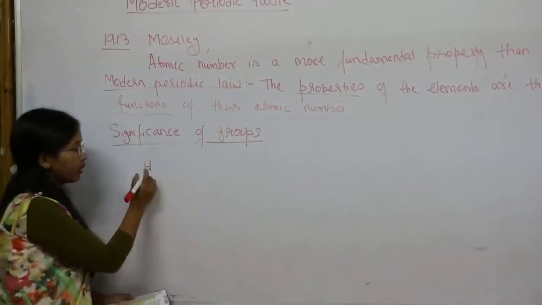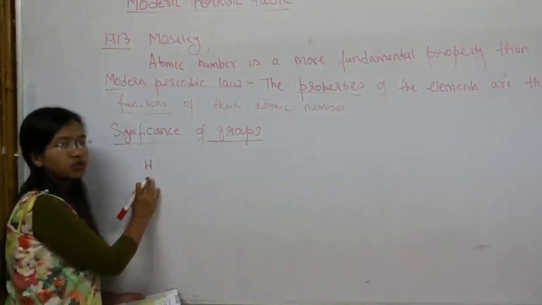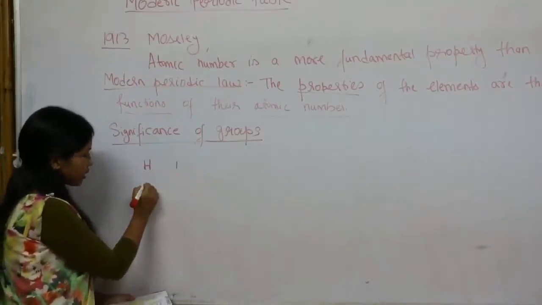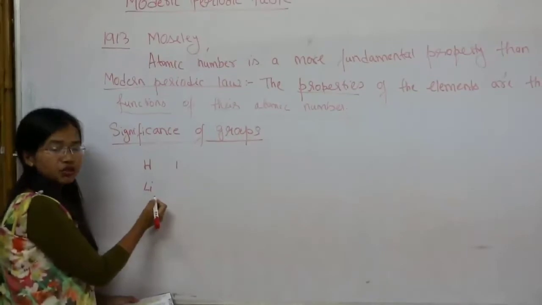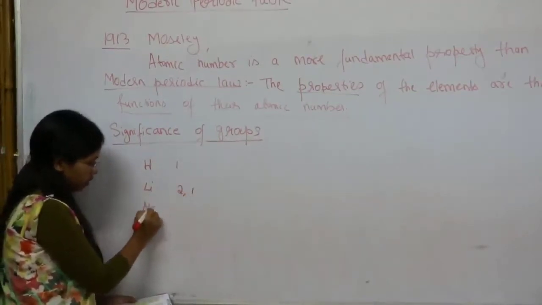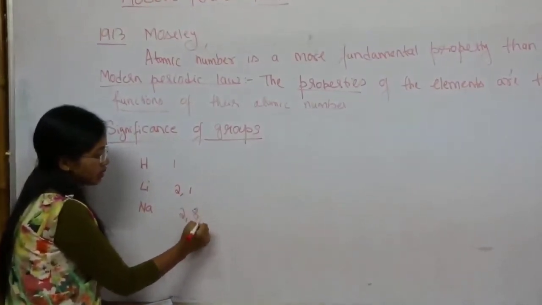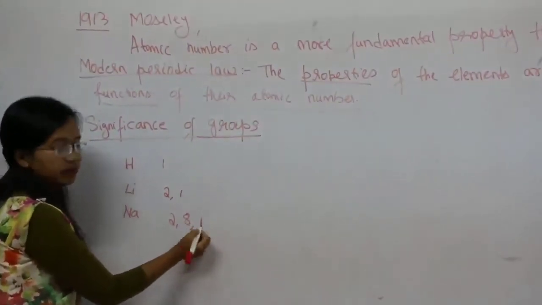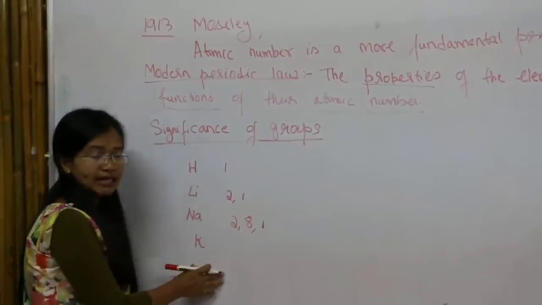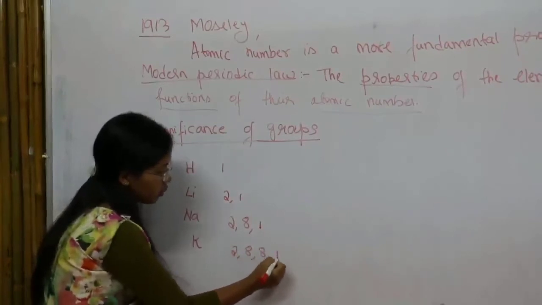group 1. The first element is hydrogen, and we'll write the electronic configuration of hydrogen. Since it has only one electron, it will be 1. And then the next one is lithium. Lithium has 3 electrons, it will be 2, 1. Next we'll have sodium. Sodium is 11 in atomic number, so we'll have 2, 8, 1. And then last we'll have potassium. Potassium has atomic number 19, so it will be 2, 8, 8, 1.